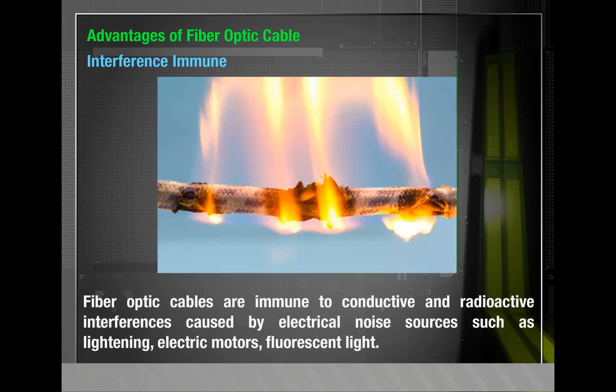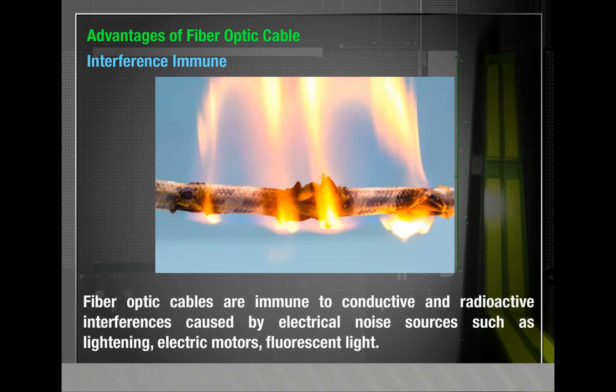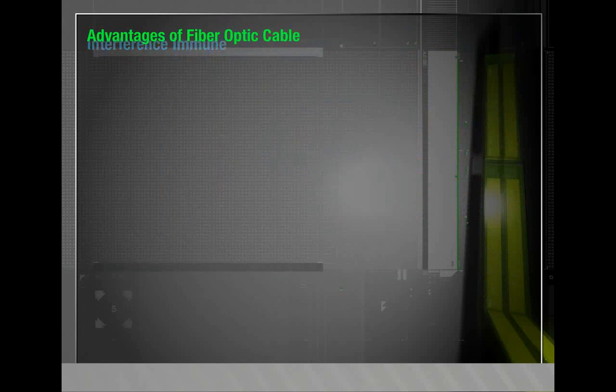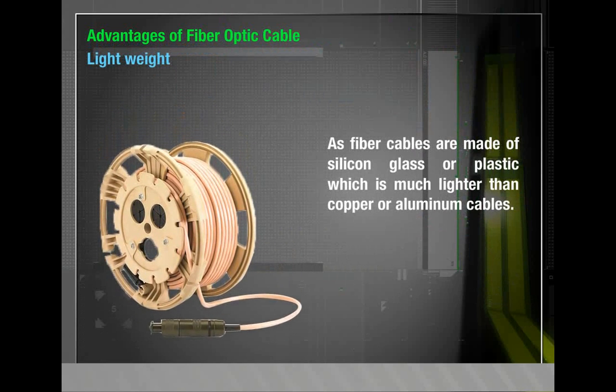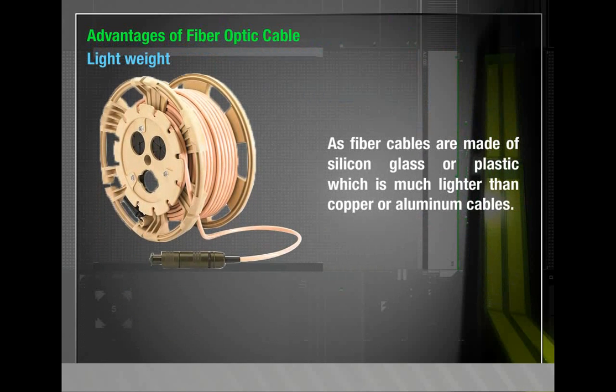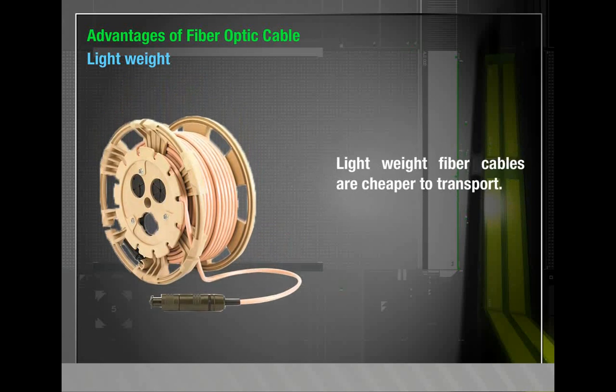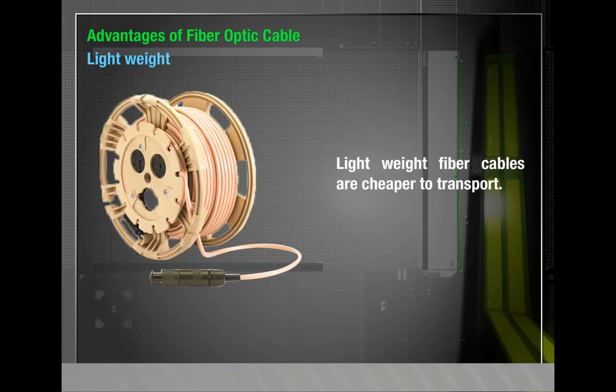Interference immune. Fiber optic cables are immune to conductive and radioactive interferences caused by electrical noise sources such as lightning, electric motors, fluorescent light. Lightweight. As fiber cables are made of silicon glass or plastic, which is much lighter than copper or aluminum cables. Lightweight fiber cables are cheaper to transport.